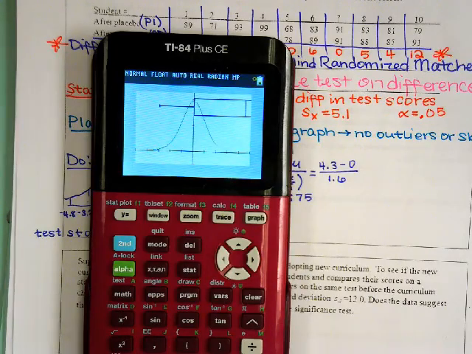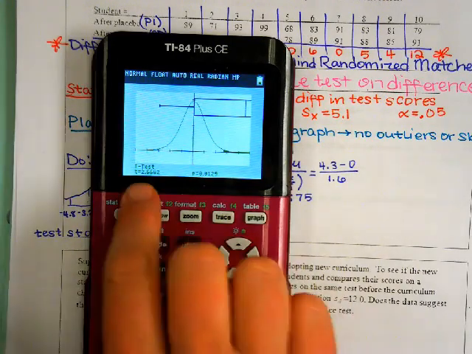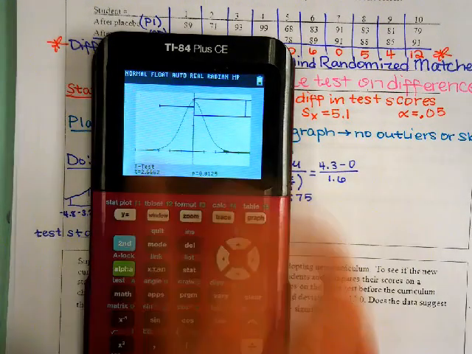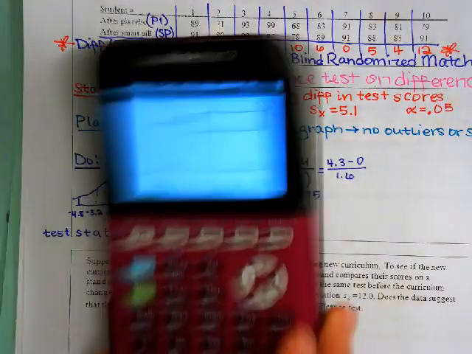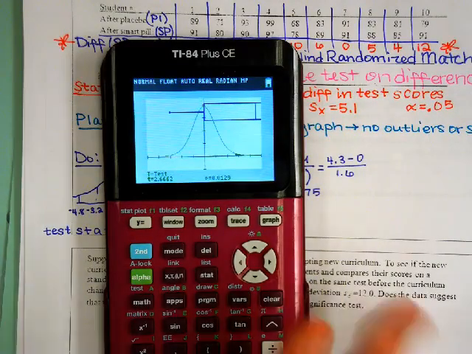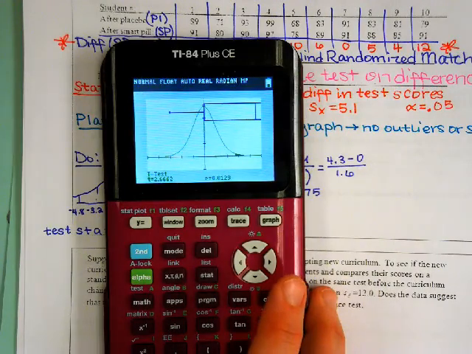Alright, so it tells us down in the corner that T is 2.6662, slightly different than what I got because of rounding. And then our P is 0.0129. Any questions?